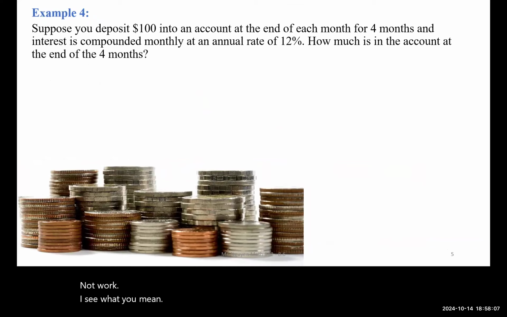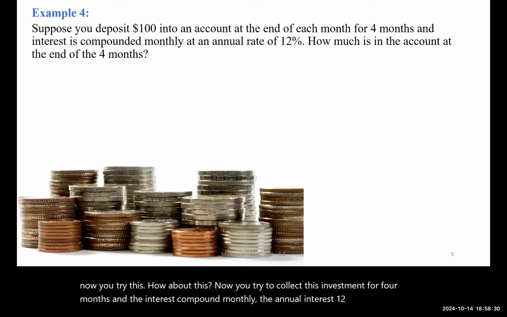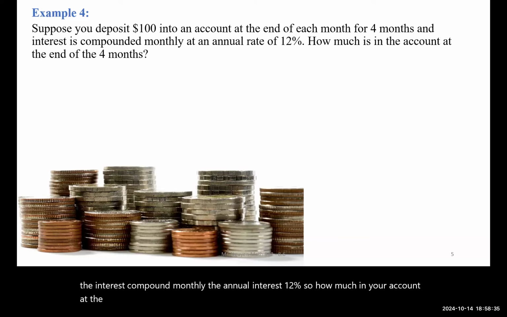Okay, now suppose you deposit 100 into an account at the end of each month for 4 months. Now you try this. The interest is compounded monthly, the annual interest rate is 12%. How much is in your account at the end? See, now you can do this. Try to do this little by little.